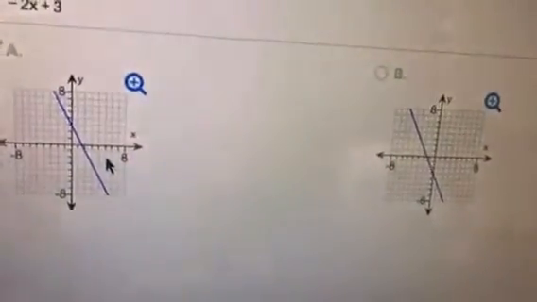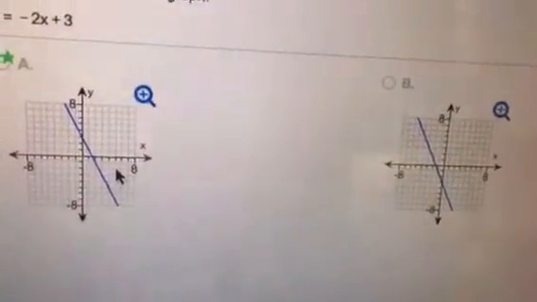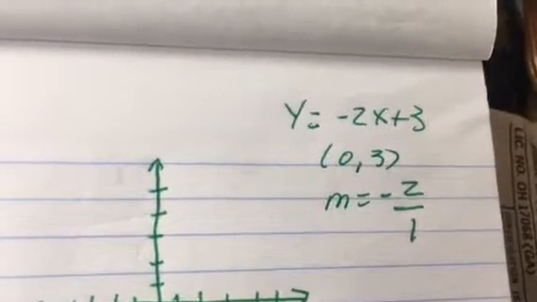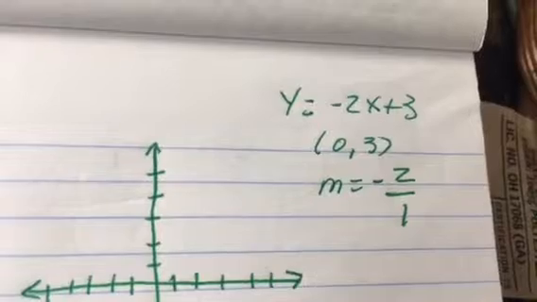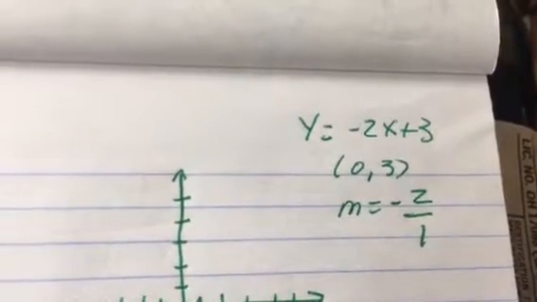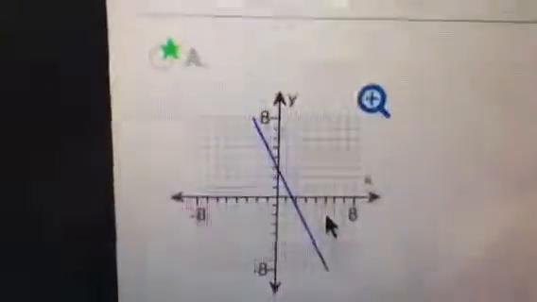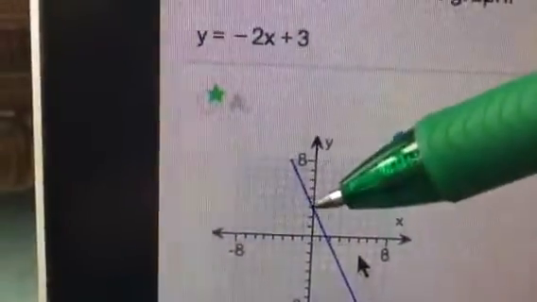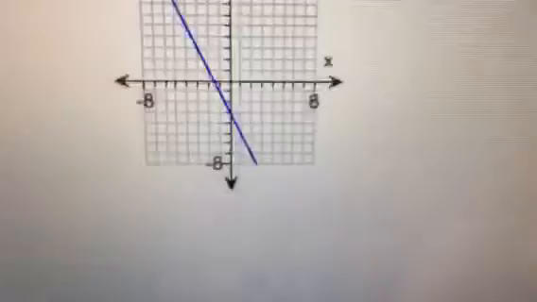Now, the way that we're going to find out which one we'll use is when we look at our equation, y equals negative 2x plus 3. Notice our y-intercept is (0, 3), and our slope is negative 2 over 1. So when I go to look at the graph, I'm going to see where it crosses at 3. And notice it would be this one. It crosses at a positive 3 right there. The other one crossed at negative 3. So that would be the one we choose.